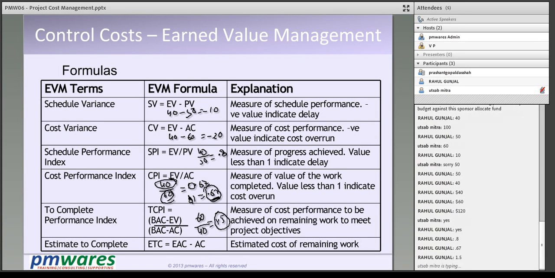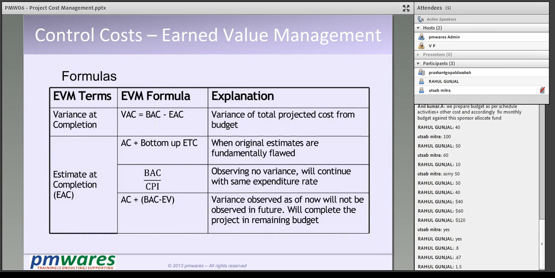ETC is EAC minus AC. Right? I will come to this a little later. Let me go to the next slide, because the next slide contains how I calculate EAC. There are different conditions, different situations in the project. I calculate it differently. So what are those situations?